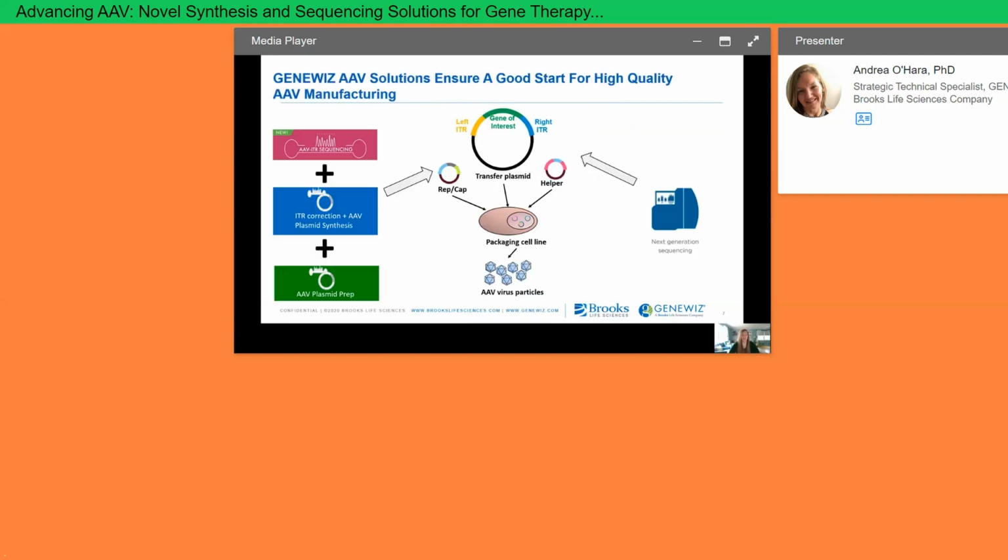Enter GENEWIZ. We have a number of different AAV solutions to ensure a good start for high quality AAV manufacturing. This includes our proprietary Sanger sequencing method that can read through the ITRs, ITR correction and AAV plasmid synthesis, and finally AAV plasmid prep. We also offer some next generation sequencing solutions for the AAV ITR sequencing. I'd like to take you through these in a little bit more detail.